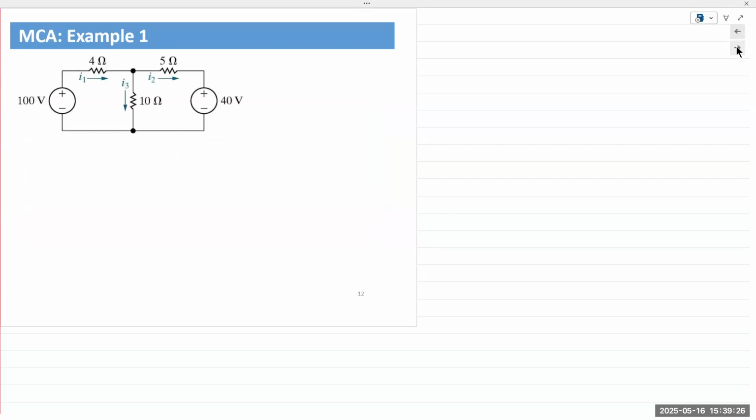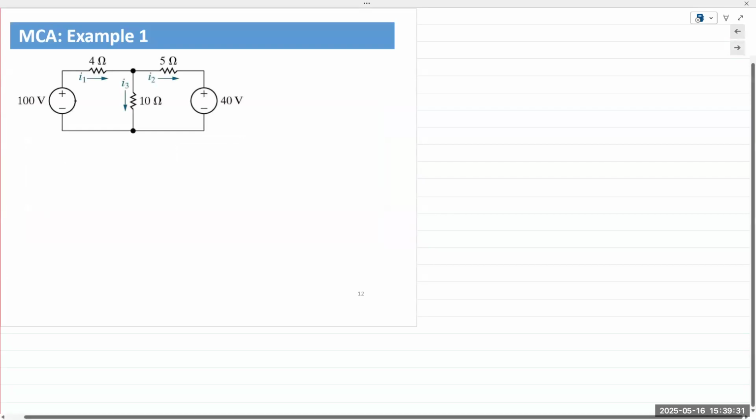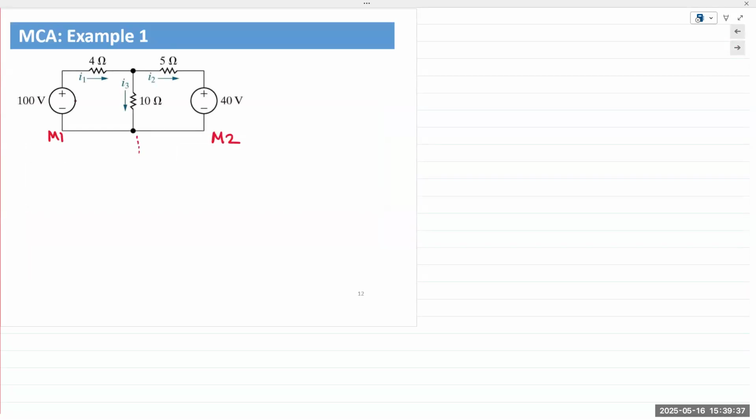Okay, how many meshes do we see here? 2, right? Let's say this is M1 and this is M2 right here. We don't need to pick a reference node in here. This is not node voltage analysis, so it doesn't really matter where ground is connected or where it's not connected. Okay, let's choose clockwise current directions for both.